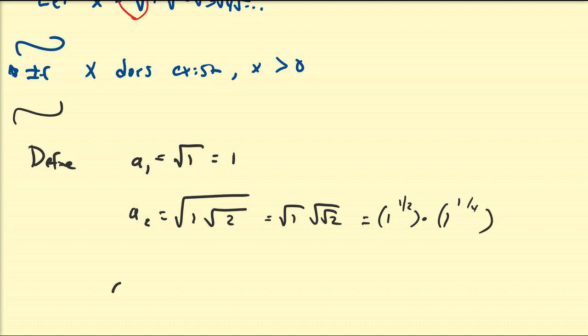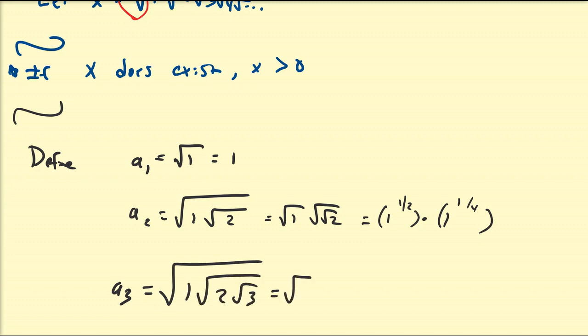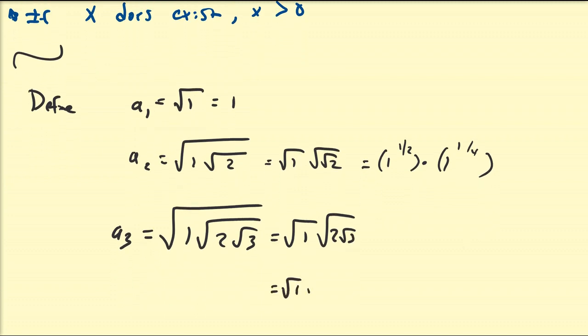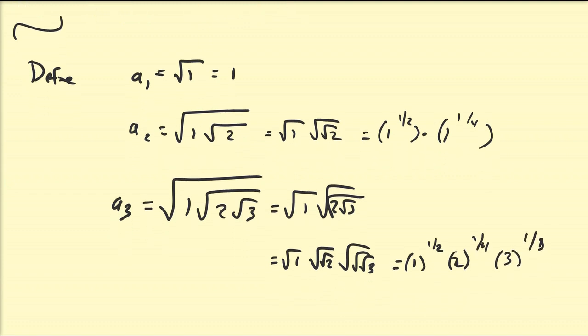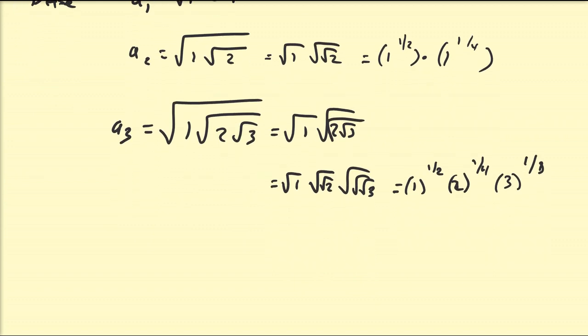If we continue in this fashion, a3 will be equal to the square root of 1, square root of 2, square root of 3, or the square root of 1 times the square root of 2 times the square root of the square root of 3. So that's the square root of the square root of 2, and then the square root of the square root of the square root of 3. We can rewrite that as 1 to the 1/2 times 2 to the 1/4 times 3 to the 1/8. And then we can slowly get a pattern for this.